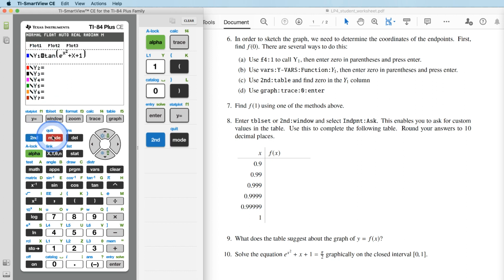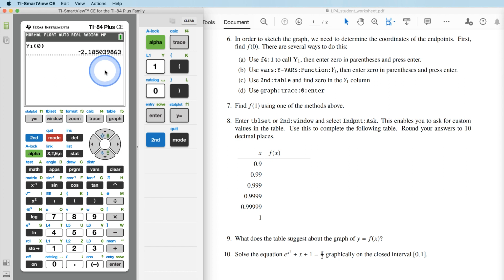Okay, so let me go back to the home screen, and now we can see that f of 0 is negative 2.185039863. That's probably rounded, right? But that's a pretty close approximation of that value.